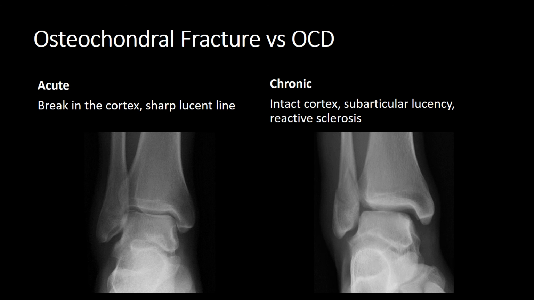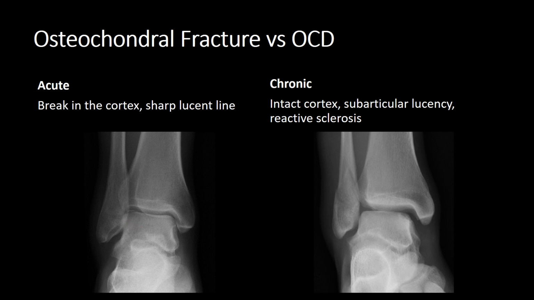Okay, let's just do a quick recap with the two different images adjacent to each other. So on our left we have our osteochondral fracture, so we can quite clearly see we've got a break in the cortex. We have a sharp lucent line. In comparison, osteochondritis dissecans is a chronic injury. So therefore the articular surface is intact because the subarticular lucency is below the articular surface, and then what happens is that you get adjacent reactive sclerosis to that lucency. If you look at the osteochondral fracture on the left, you don't have any reactive sclerosis. If you look at the trabecular pattern of the bone, it's all normal.